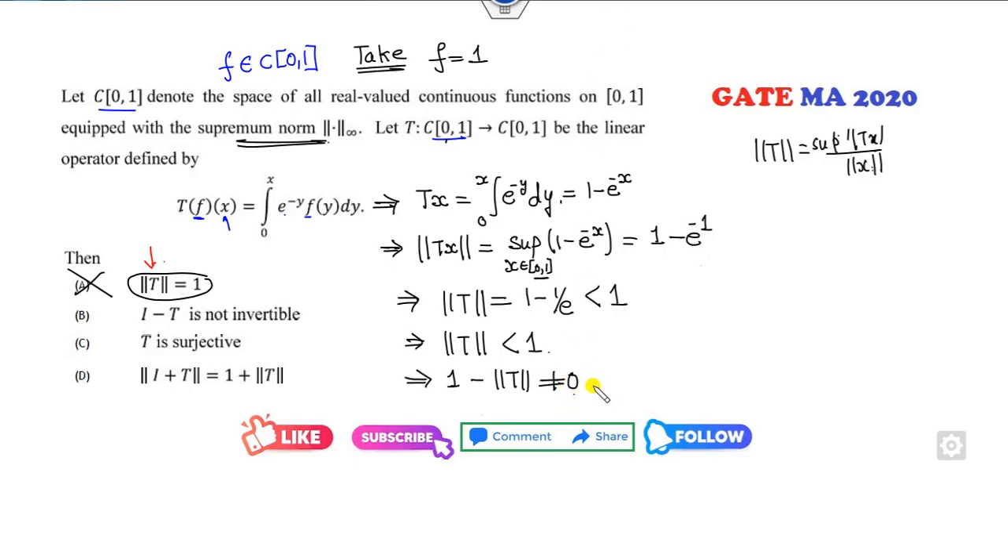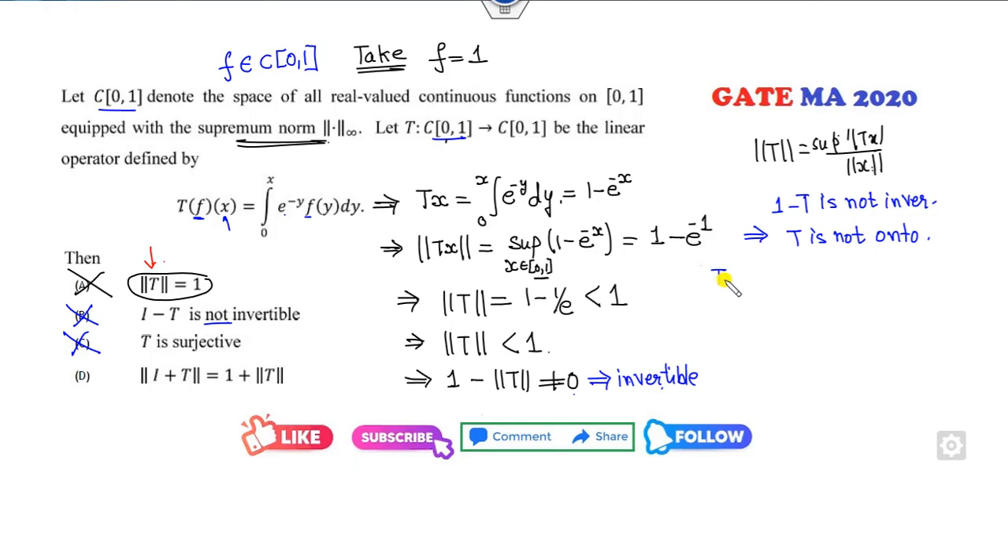Fine. If it is non-zero, what does it mean? It means it is invertible. So once this is invertible, but he said not invertible. Fine. Now what you got is that this is not invertible. So once this is not invertible, what does it mean? T is not onto. Fine. So it means this option is also cancelled. The only option left is D, the correct answer.